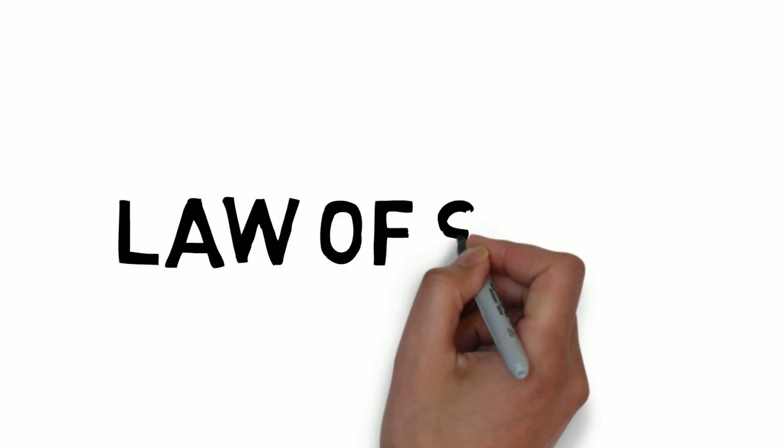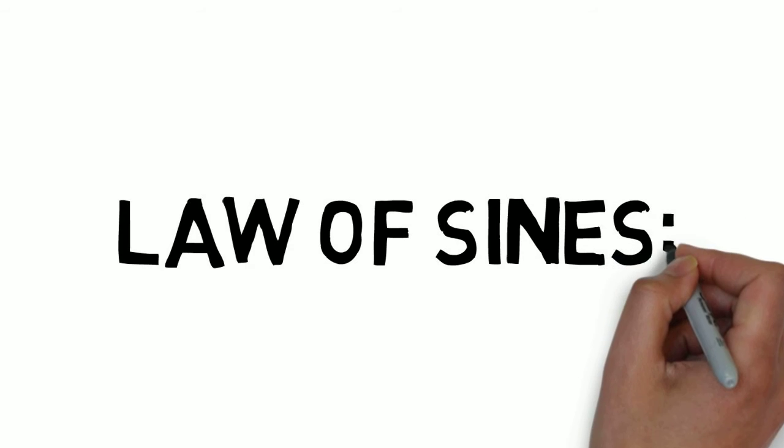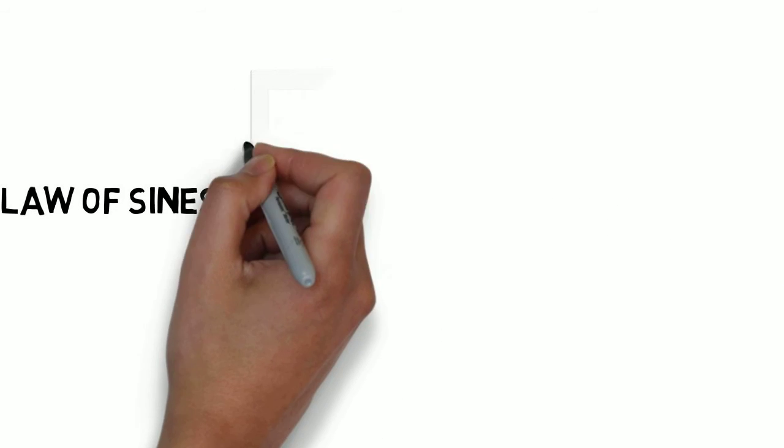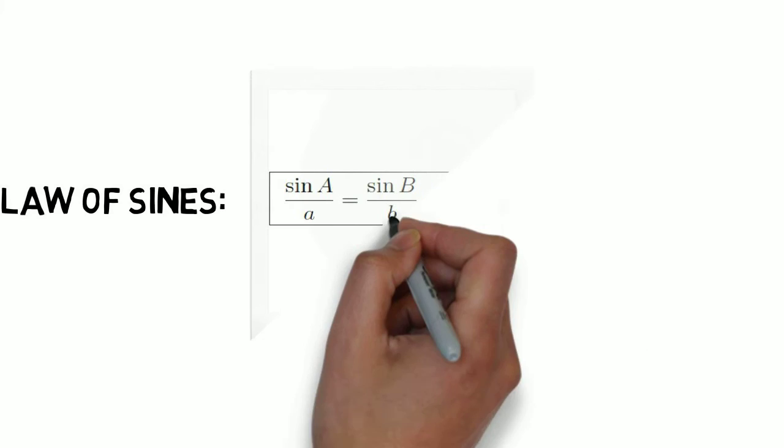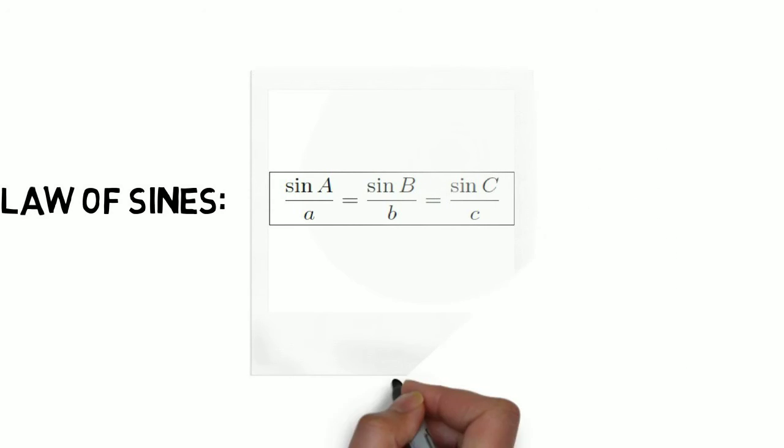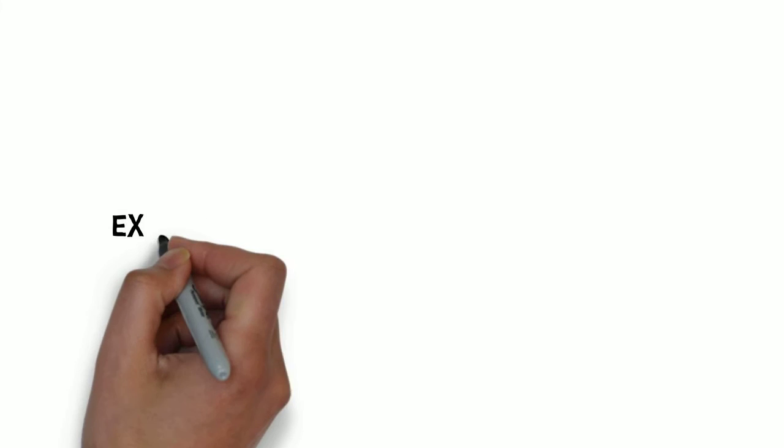So the first thing we're going to talk about is the law of sines. The law of sines is sine A over A equals sine B over B, which equals sine C over C. The sine A, sine B, sine C represent the angle measures, and the A, B, and C represent how long one side is. So how long side A is, how long side B is, and how long side C is. Those are the different measures.